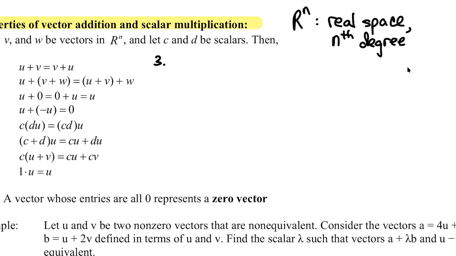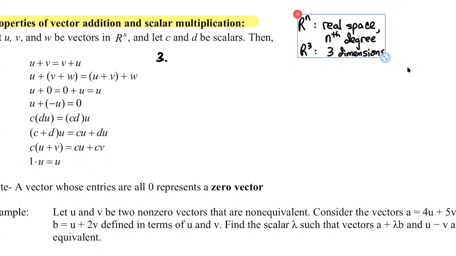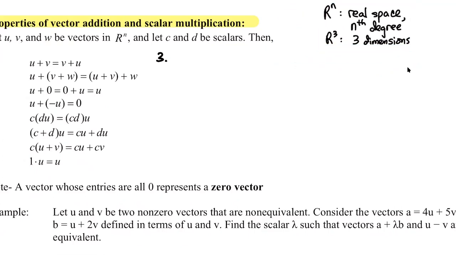All right, so if I say R3, for example, real space 3rd degree, so 3 dimensions. Real space just makes it seem fancier than it is. You get into vector spaces, and if you have any experience with linear algebra, or if you're going to take linear algebra, these terms are going to come up over and over again. You got vector spaces, you got subspaces, you got the imaginary space, you got the real space, complex spaces.